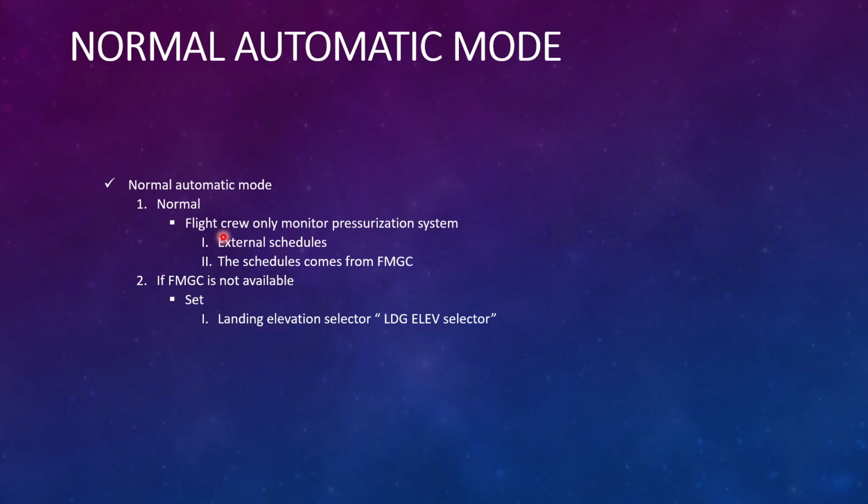So if the FMGC is not available, and there is no published landing field elevation, then you could ask the ATC for the accurate landing field elevation. Then you could set the landing field elevation manually, but the system is still in automatic mode. We call that one a semi-automatic mode.